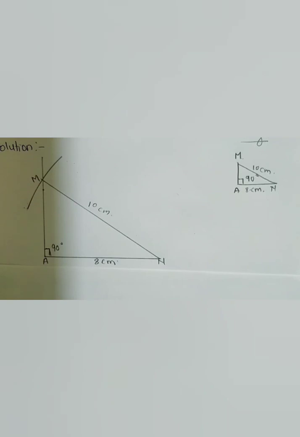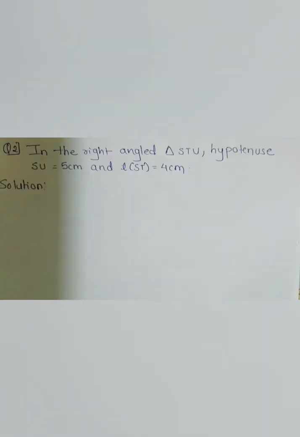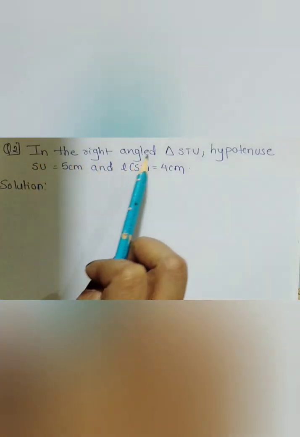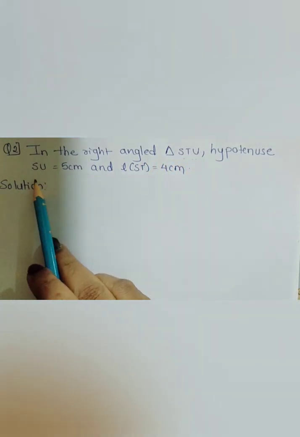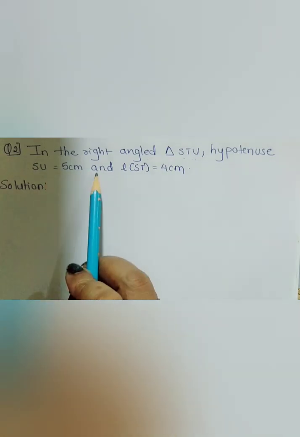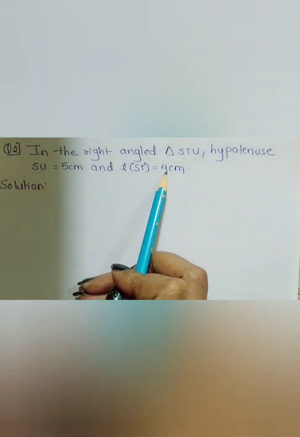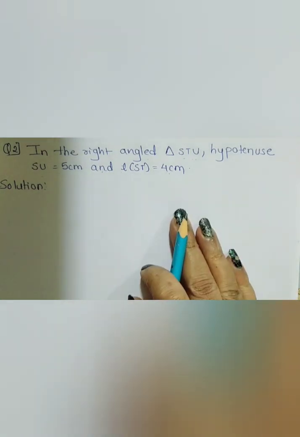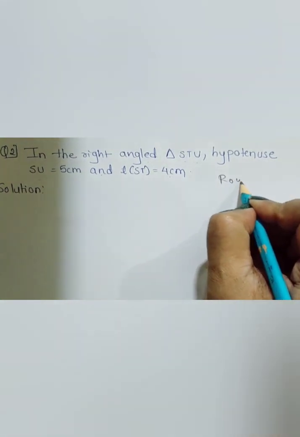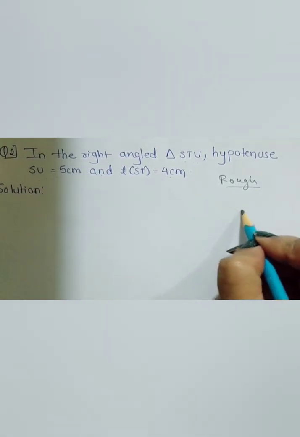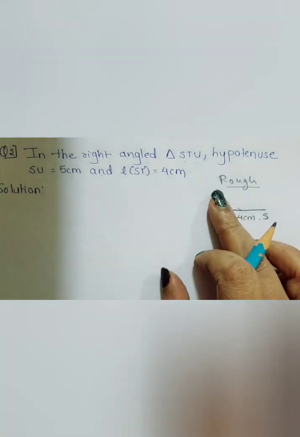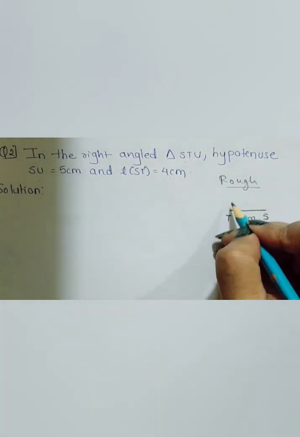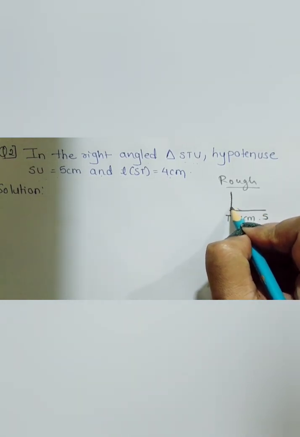Okay. The question number 2 we are going to solve. In the right angle triangle STU, SU is hypotenuse and SU is given 5 centimeter and length ST is given 4 centimeter. First we are going to draw a rough diagram here. ST is given 4 centimeter. Okay, this is also right angle. Take here 90 degree.